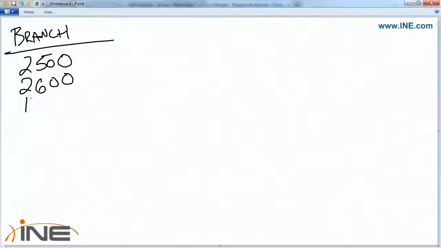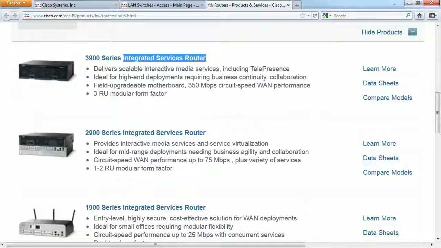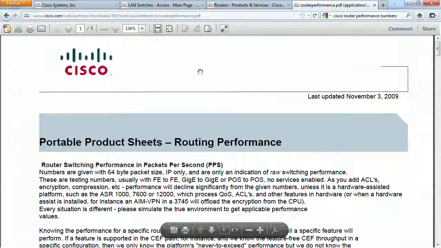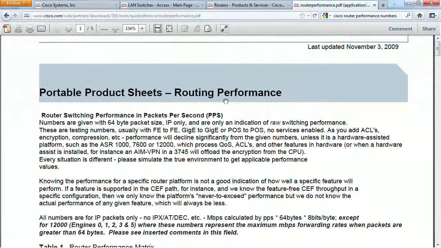Then it goes up from there, where you would have like 1700, 1800, 1900. A lot of the naming conventions can get kind of confusing, how they use these numbers and how they relate to each other. But there's a really good document that, for whatever reason, they don't publish anymore, and it talks about the Cisco router performance numbers. It is this document here, Portable Product Sheets Routing Performance.